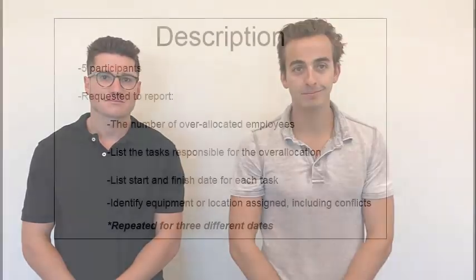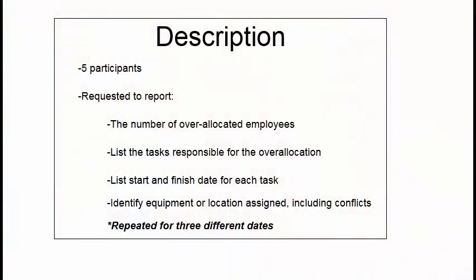For our experiment, we asked 5 participants to conduct a series of tasks comparing the 2 scheduling approaches seen earlier in this video. Subjects were asked to first locate a specific date and report the number of overallocated employees. They were then required to list the tasks responsible for the overallocation. From there, they were to report the start and finish date along with any equipment or location assigned to each task. If any conflicts existed between multiple locations or equipment uses, they must be identified. This process was repeated for 3 different dates.